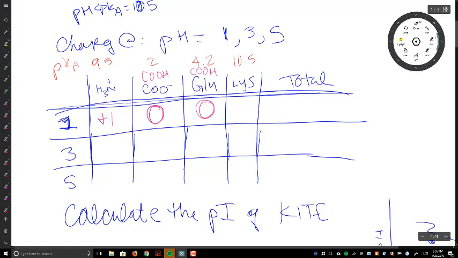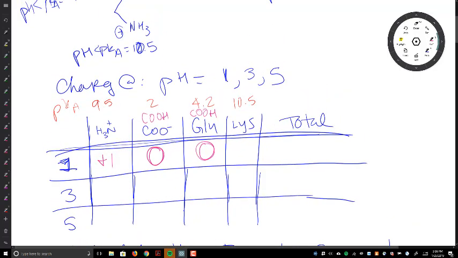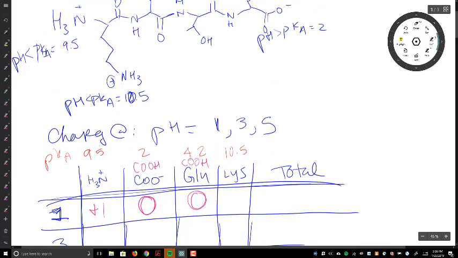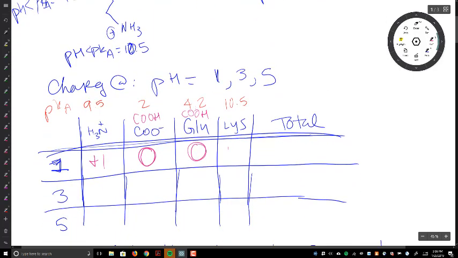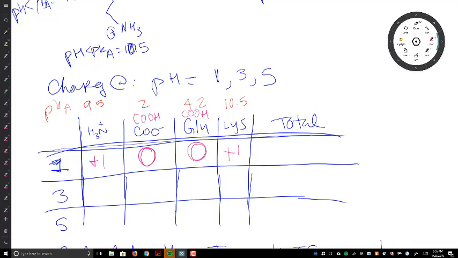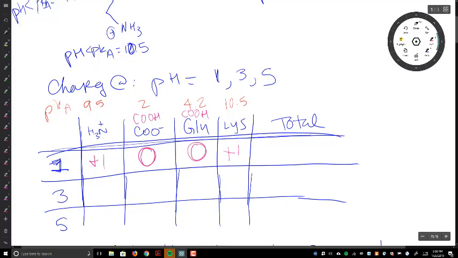Then finally, if we look at lysine, which has a pKa of 10.5, the pH is less than 10.5, so we would see it would be protonated, and lysine, when it's protonated, again carries a positive charge, so we'd see a +1. And that's because lysine and the N-terminus are positively charged when they're below their pKa, when they're protonated. So if we add these together, we have a charge of +2.